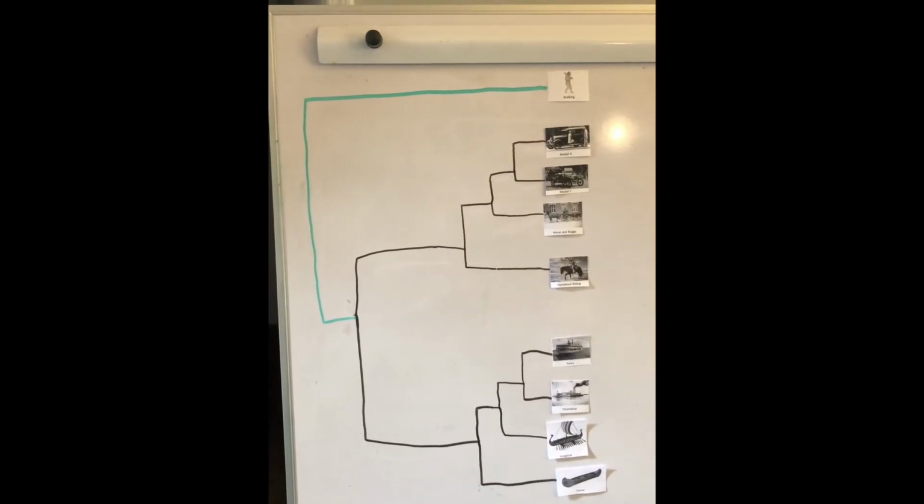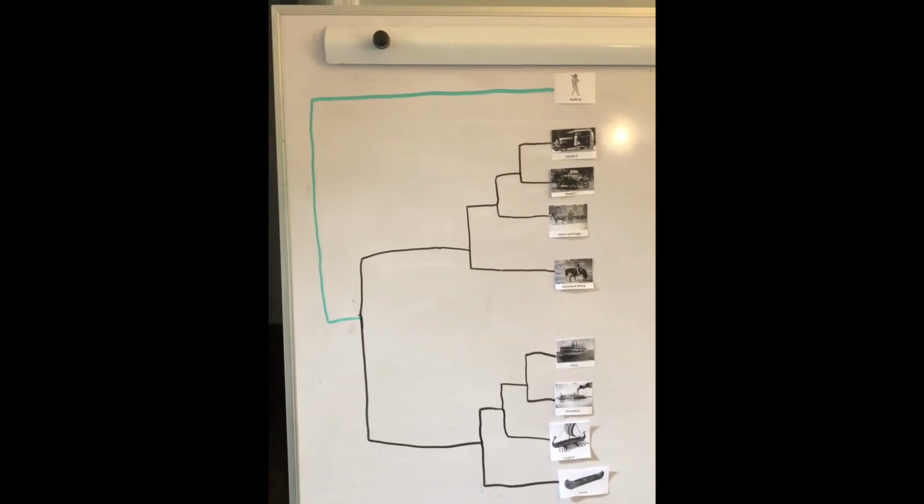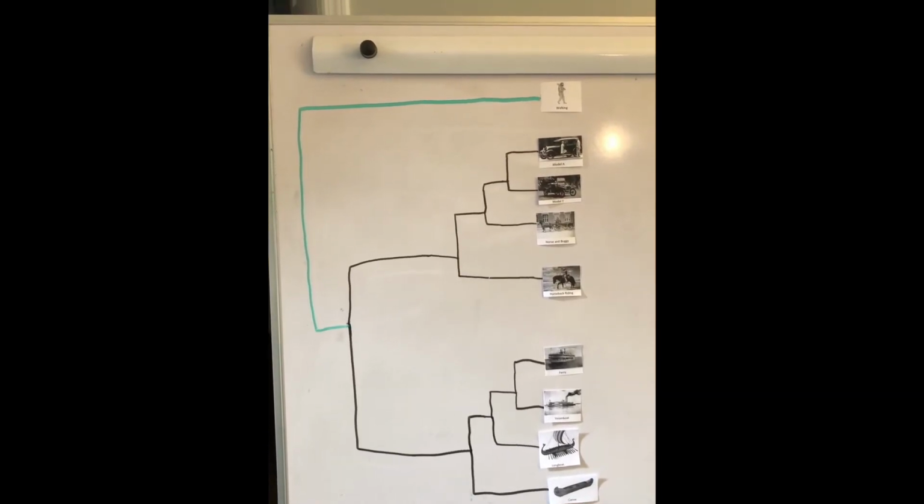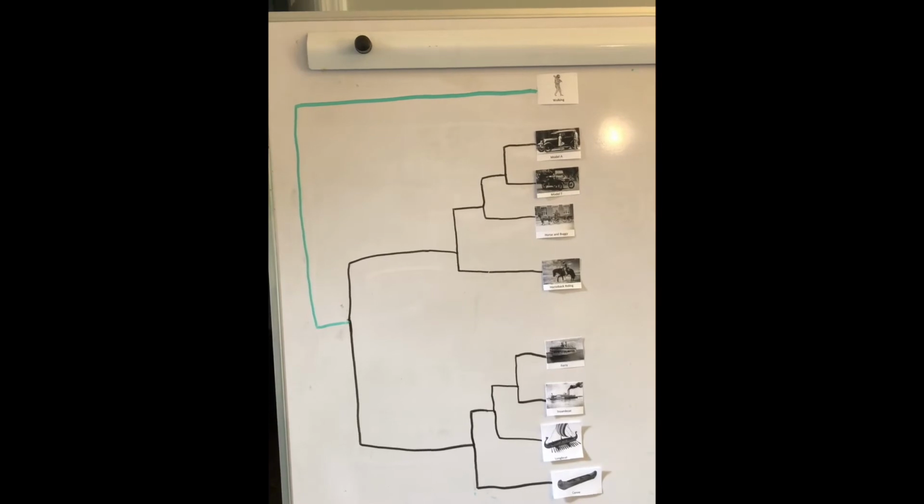The outgroup is an OTU that diverged earlier than the others, and this roots the tree because it creates a common ancestor for all of the OTUs on the tree. And as you can see, the outgroup is walking.